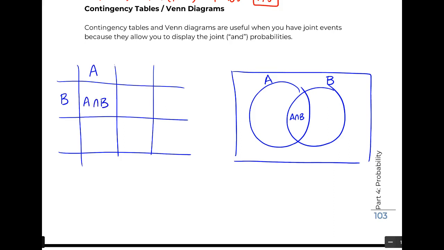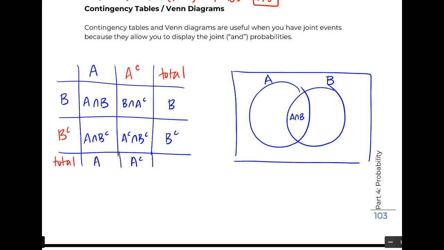And the thing I like about the contingency table is next to A, we're going to put A complement, and next to B, we're going to put B complement. If we filled this in with probabilities, we could have the probability of A and B, B and A complement, or A complement and B. It doesn't matter the order, remember. A and B complement, A complement and B complement. And then the totals will give us these marginal probabilities: the probability of A, A complement, B, B complement, all by themselves.